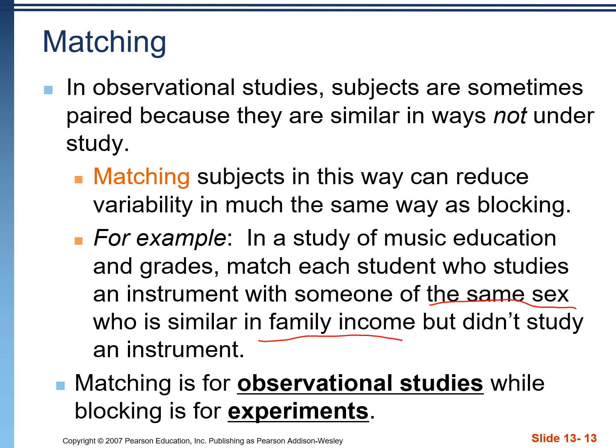The goal here is to create or to find two people who are as similar as possible so that the only difference between those two is that one studies an instrument and one does not. Matching is for observational studies. Blocking is for experiments. They both have the same goal, reduce variability within our subjects.